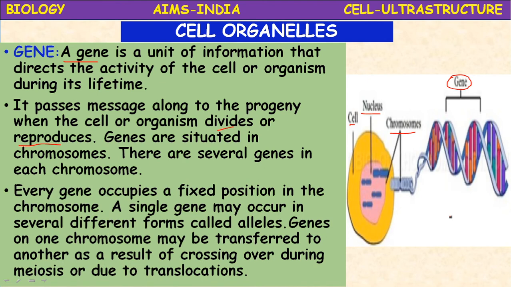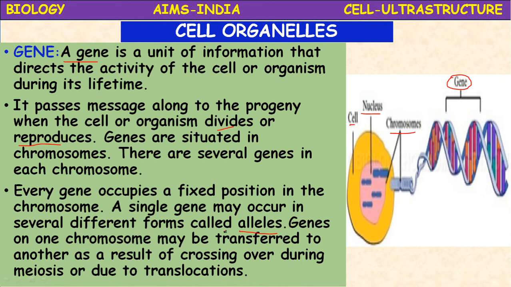Next, every gene occupies a fixed position in the chromosome. A single gene may occur in several different forms called alleles. Alleles means the characteristics. The genes on one chromosome may be transferred to another as a result of crossing over during meiosis. Meiosis is one kind of cell division which we will study in the next higher class.